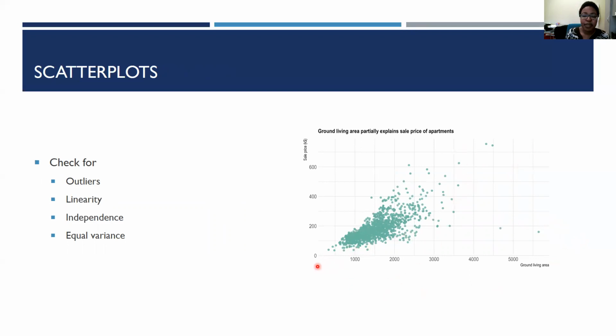You'll be able to check for independence in some cases, especially if you're looking at time or some variables that show you the connection between people or cases. And you can look for that equal variance assumption here. So here's another case of where the data kind of funnels out as you get more toward the right side of the plot.